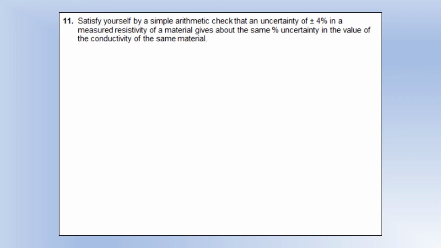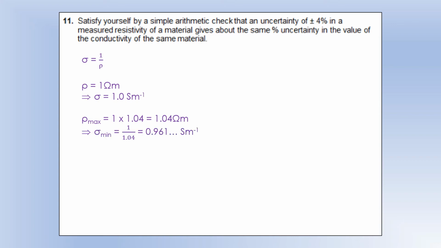So let's make this as simple as possible. This is our link between conductivity and resistivity. So let's let the resistivity equal 1 ohm meter, and therefore the conductivity is also going to be 1 Siemens per meter. Hopefully that's fairly obvious. And then the maximum resistivity is when we increase it by 4%, so times it by 1.04. So that gives us 1.04 ohm meters.